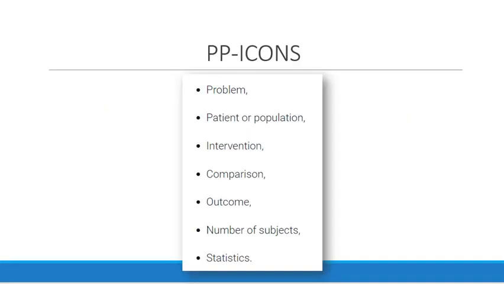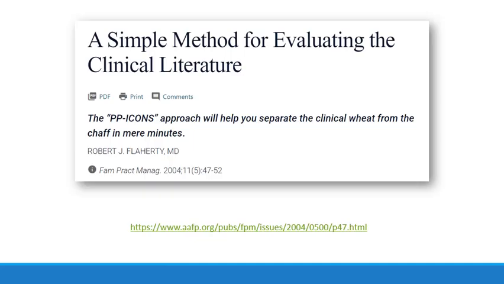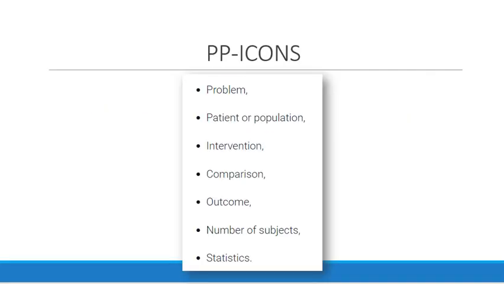What's the problem? Who is the patient or the patient population? What's the intervention, comparison, and outcome? Looking like the PICO there. What are the number of subjects and what are the statistics used? So this is just, again, a strategy described by Dr. Flattery. You don't have to use this. It's just a way to kind of organize things in your brain.